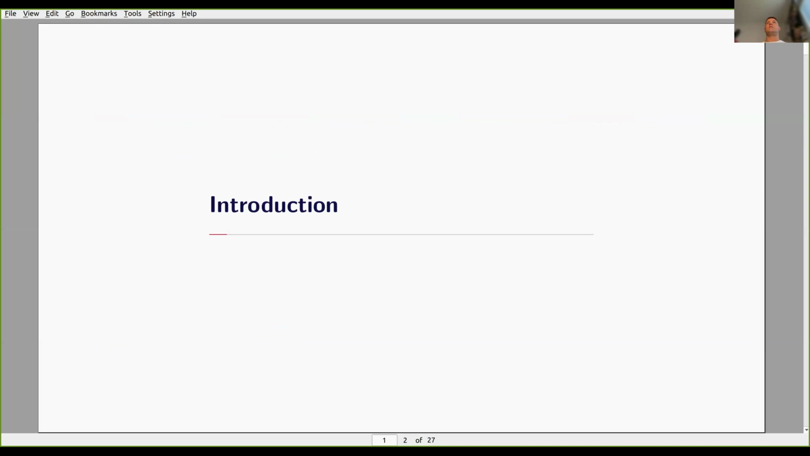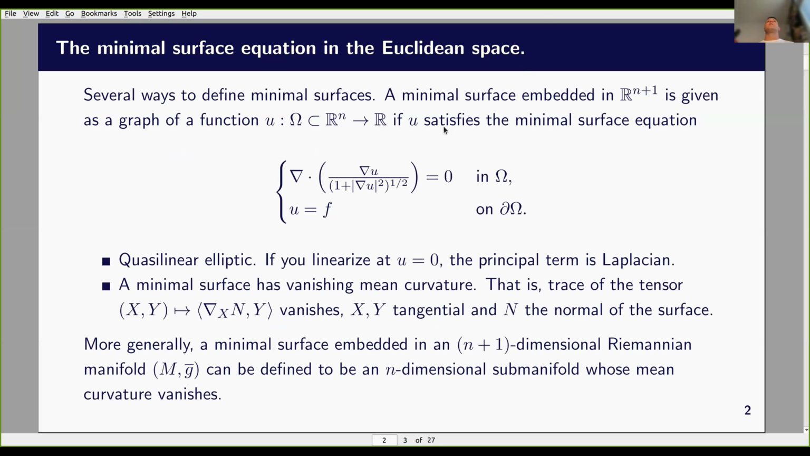Okay, so let's start. Please ask questions if you have any. Just a second, I will have this toolbar now somehow.